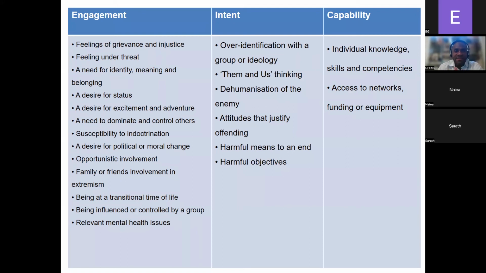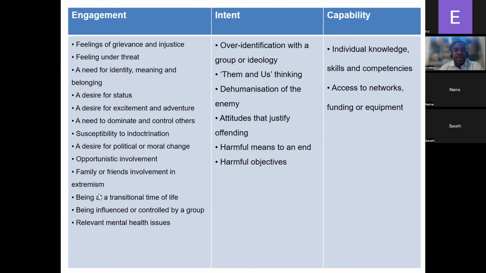And there is the susceptibility to indoctrination. Some people are susceptible. They are prone to being indoctrinated, okay, given some teachings that are extreme. There is also the desire for political or moral change. It also makes people commit acts of terrorism. Opportunistic involvement. Some people just get involved because the opportunity opens itself. Then some people are also influenced by their families or their friends to get involved in terrorism.